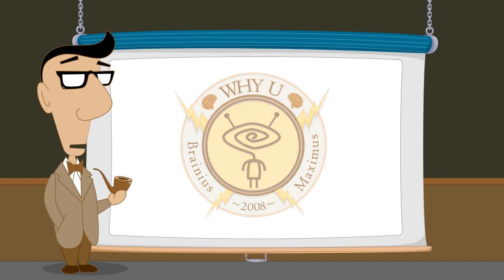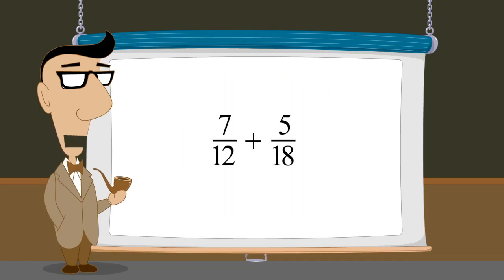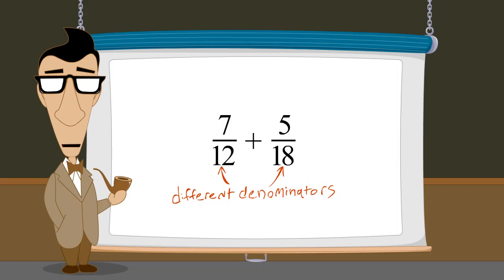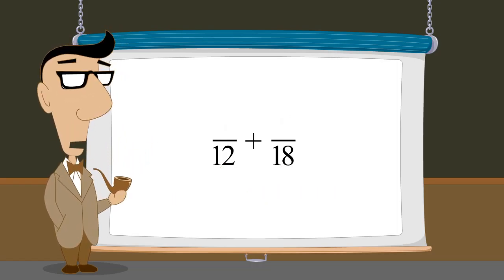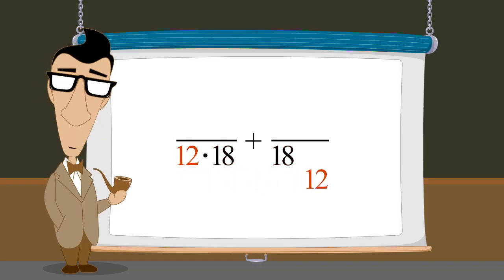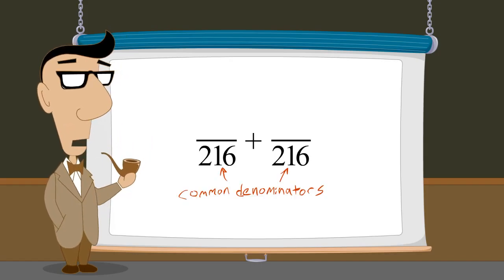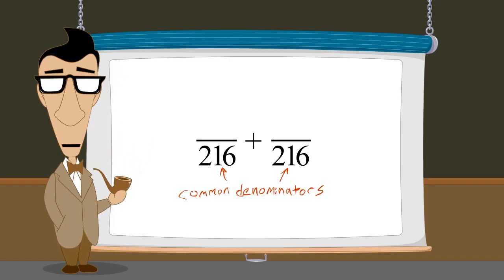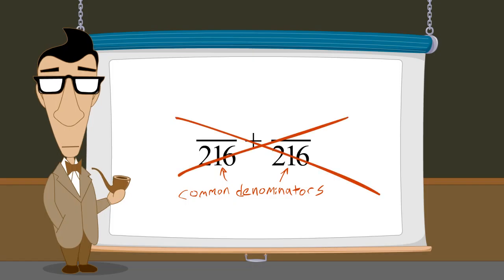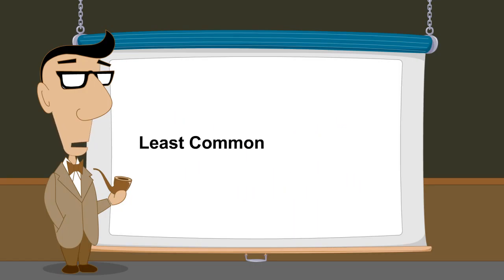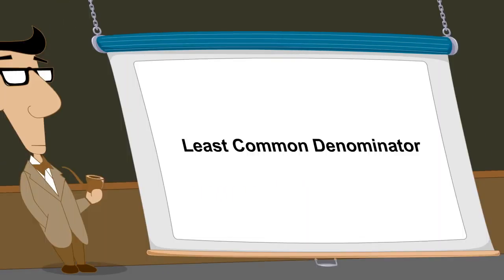In the previous lecture, we saw how to add or subtract fractions with different denominators by creating a common denominator. We saw that the easiest way to do this is to multiply each denominator by the denominator of the other fraction. However, sometimes this creates an unnecessarily large common denominator. We will see in this lecture how to find the smallest possible common denominator, otherwise known as the least common denominator.